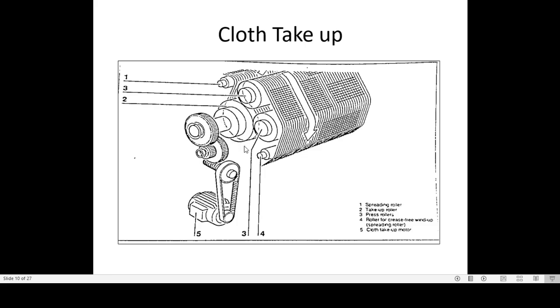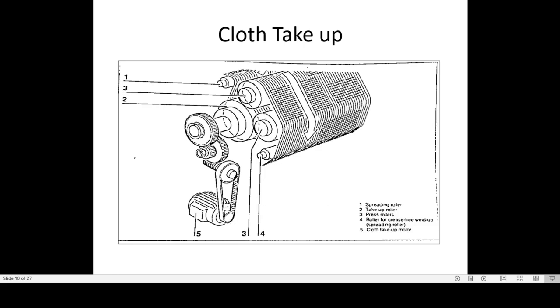Then the cloth is pulled by the cloth take up roller and it passes over the pressure rollers, number 3. Here we can see the pressing roller which presses the fabric on the take up roller. Then again the fabric goes to number 4, the spreader roller, and then the cloth roller is there. Like this the drive is going here.